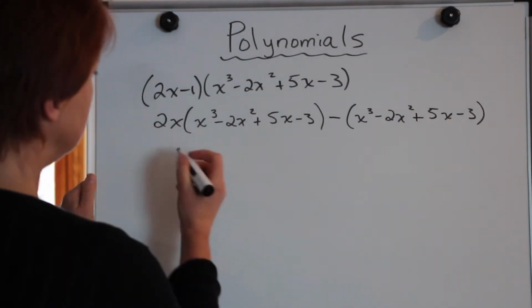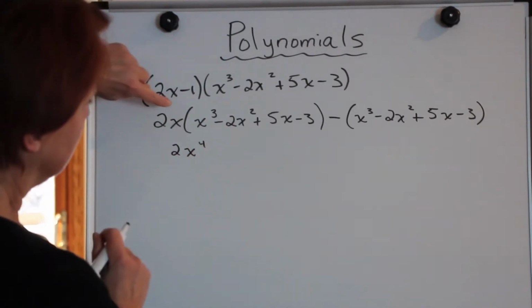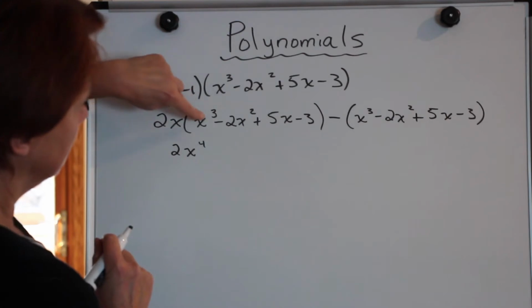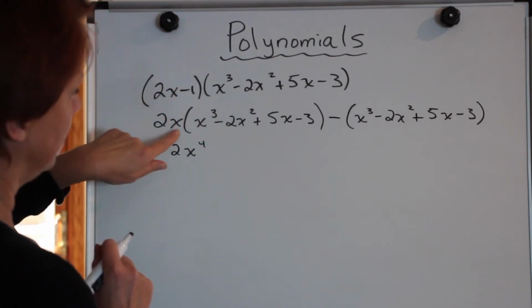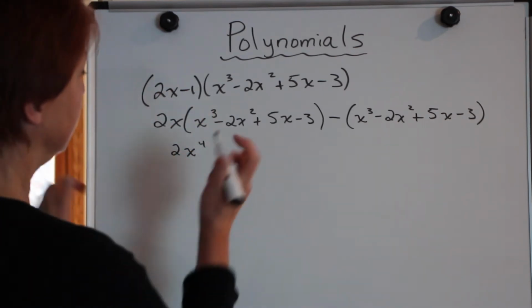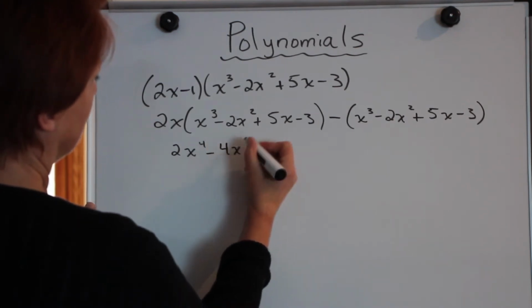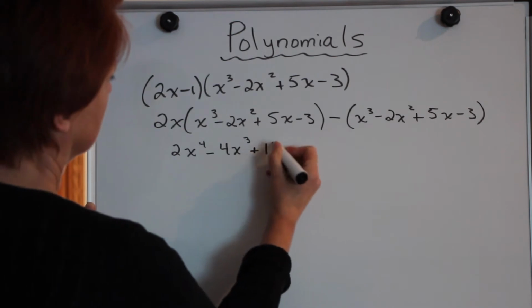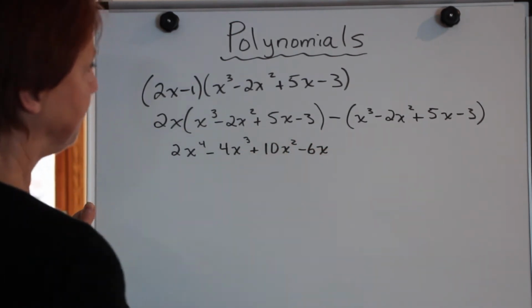So if we distribute this, we get 2x to the power 4. Remember, this x has a 1 on it. That's the exponent on that x. And that x has a 3 on it. So that 1 plus that 3 makes 4. When we multiply bases, we add the exponents. You'll see that going through this. So we get 4x cubed, that times that. Then we get plus 10x squared and minus 6x.